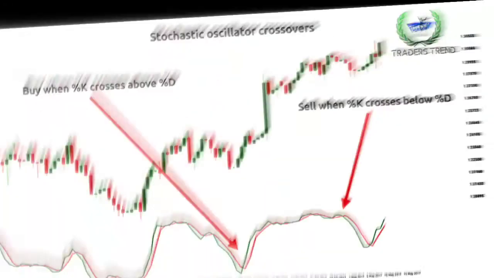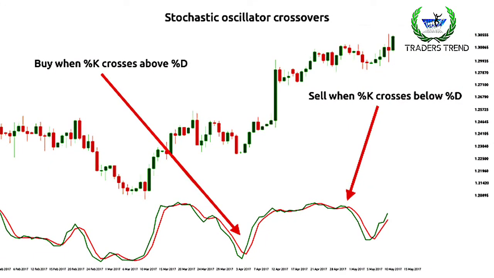And the next one is the stochastic crossover. Here there are two lines. One line is called the K line and the other line is called the D line. The K line is the green line and the D line is the red line. If the green K line crosses the red D line from low to top, then you can buy the share. On the opposite side, you can sell the share: if the K line, the green line, crosses the red line from top to low, then you can sell the share.